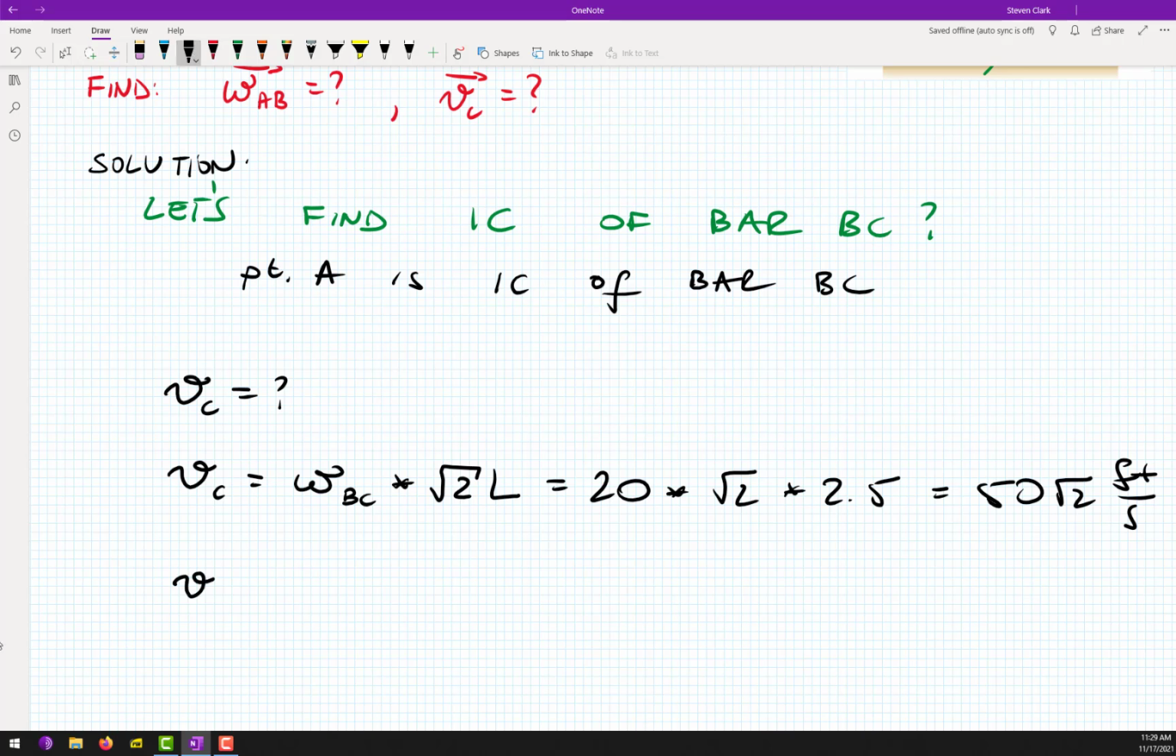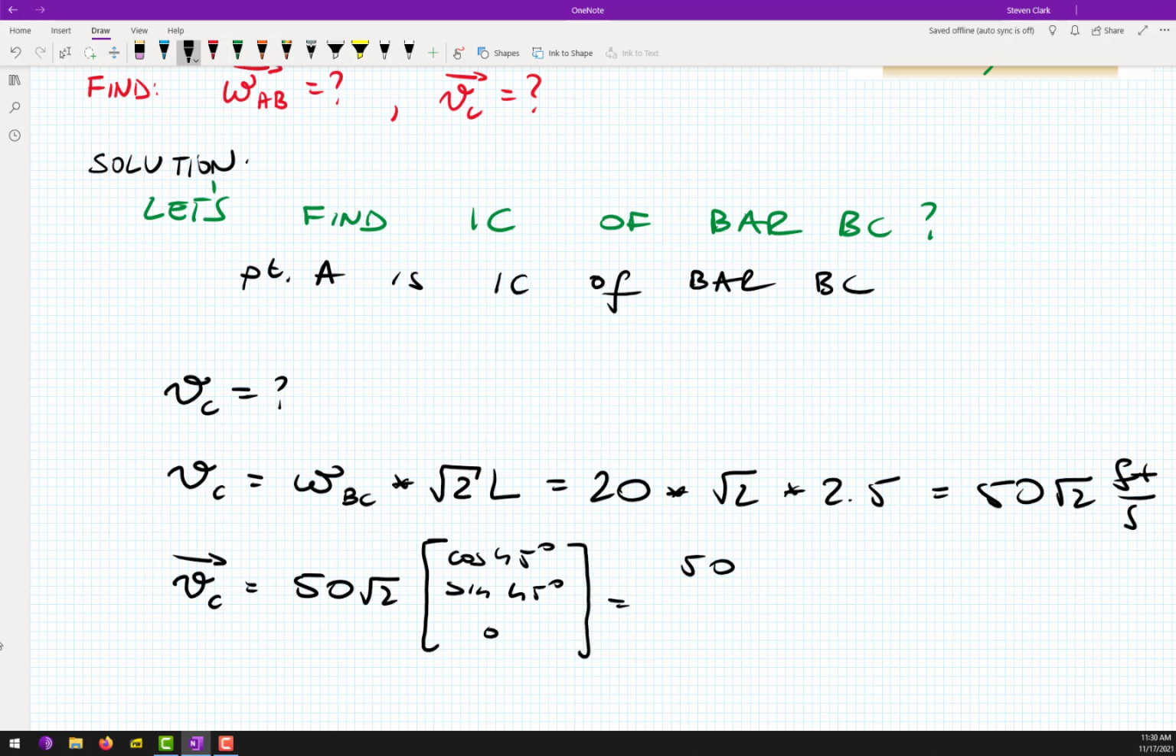Vector-wise, VC, based on the picture, of course, will be equal to 50 square root of 2 times cosine 45, sine 45, 0, which is 50, 50, 0 feet per second, based on the picture. So exactly what we obtained previously. Okay, any questions?